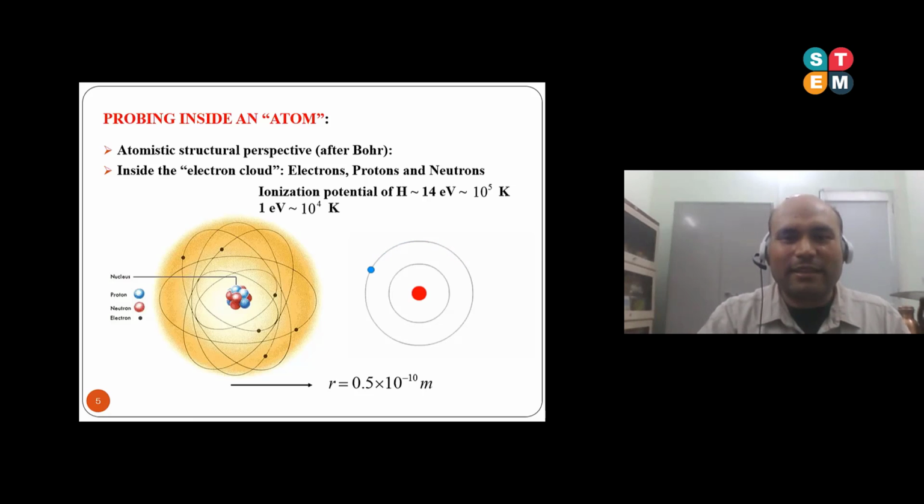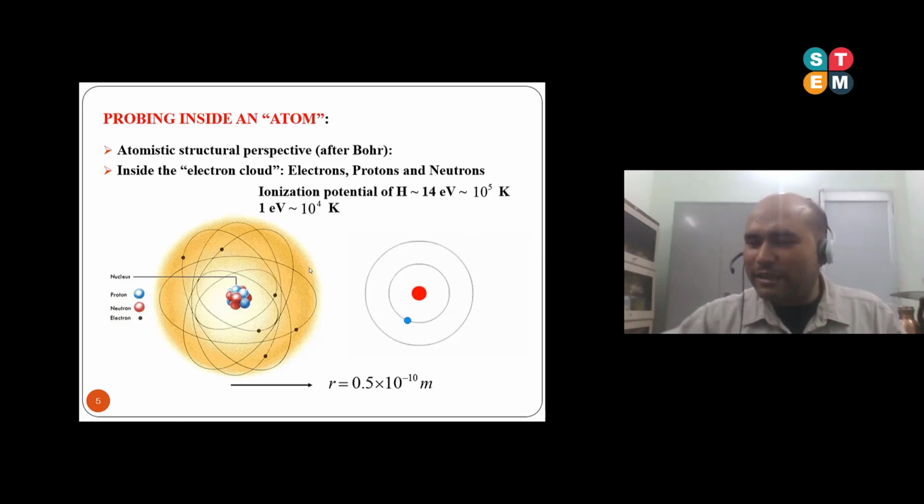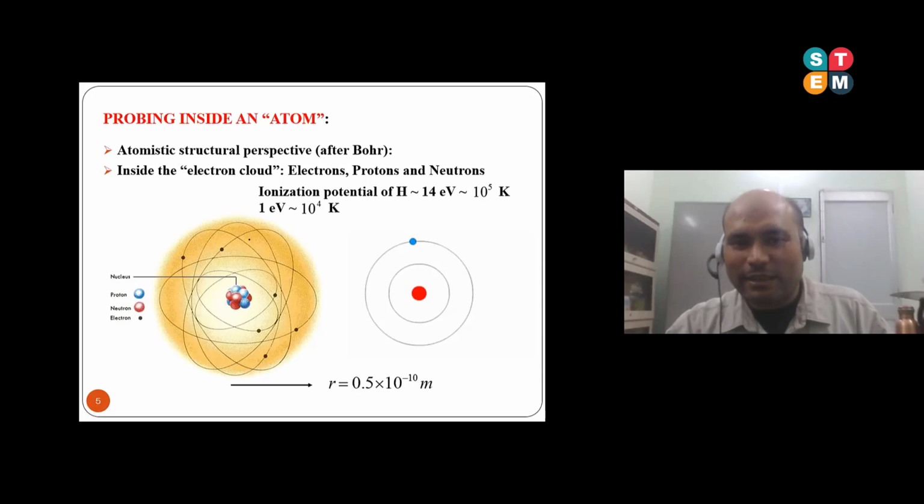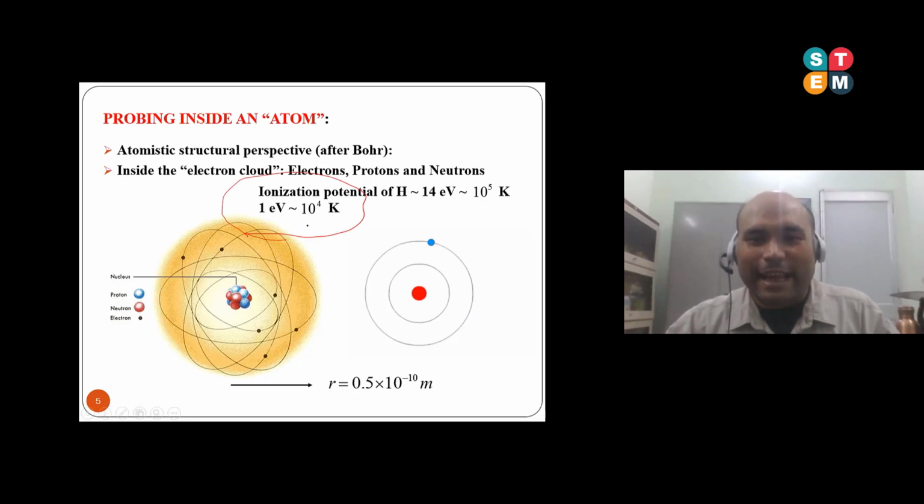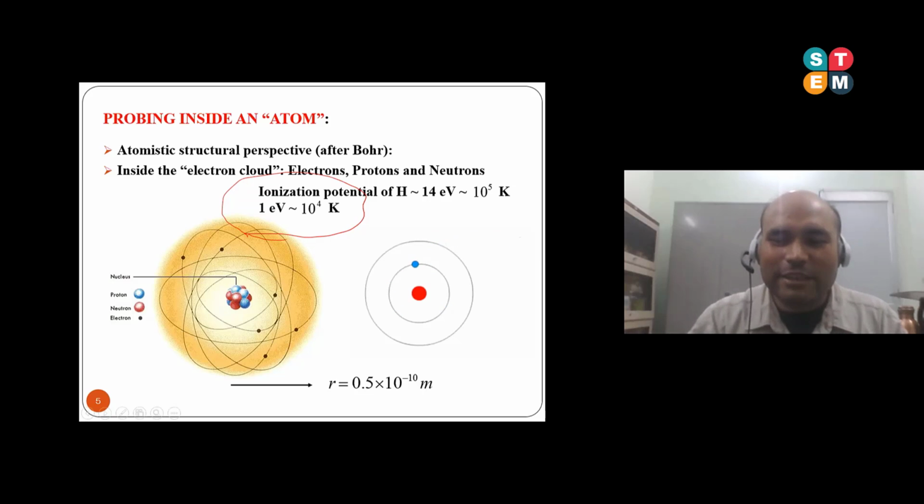Typically, we can see here the temperature, that is, energy more than the ionization potential of hydrogen, and then it becomes plasma. So plasma is a statistical collection of coulombic particles together with some neutrals.